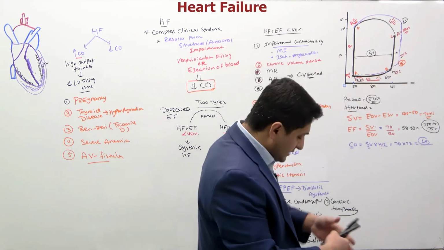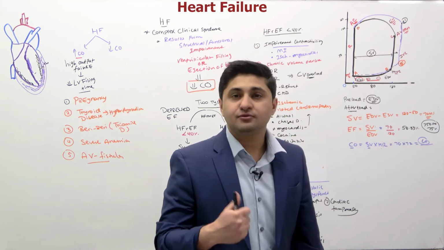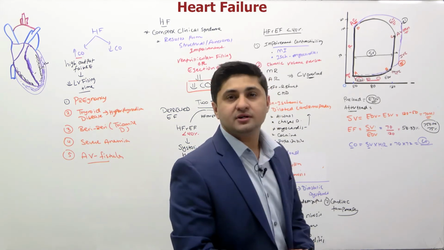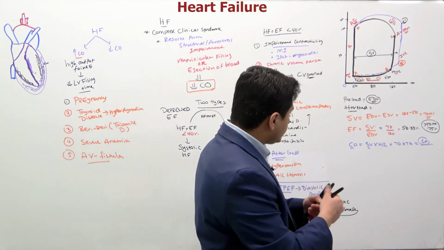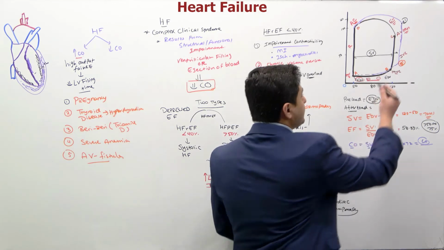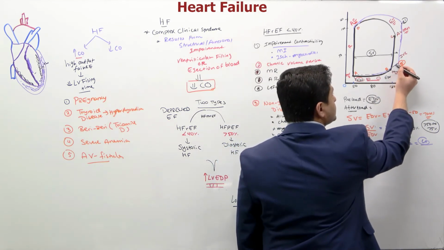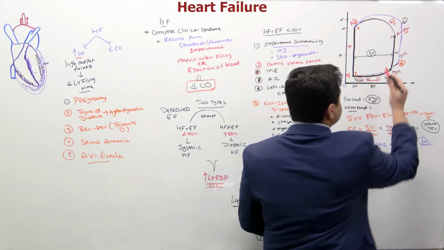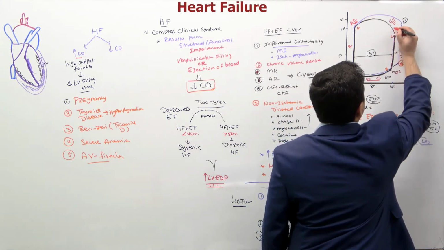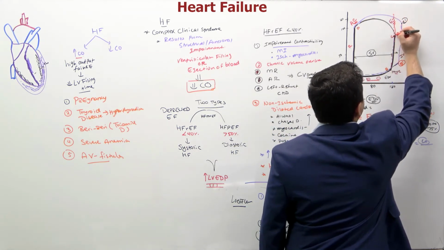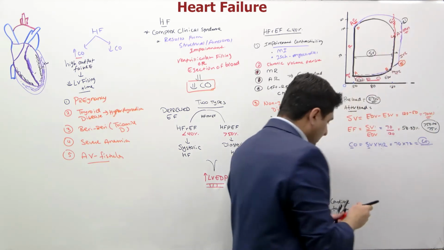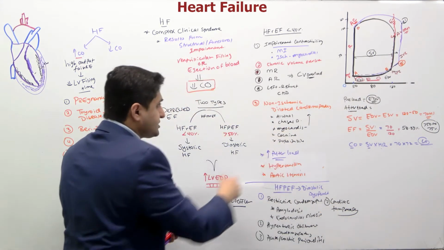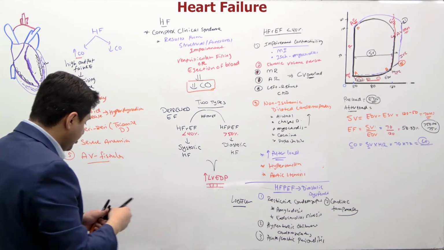Now, let's say, for example, you increase the afterload. Think about it. If you increase afterload, there's no problem. You're not adding extra volume, so this graph is not going to shift here. It's going to go all the way down here. Okay, I'll make the increased afterload pressure volume loop graph separately.